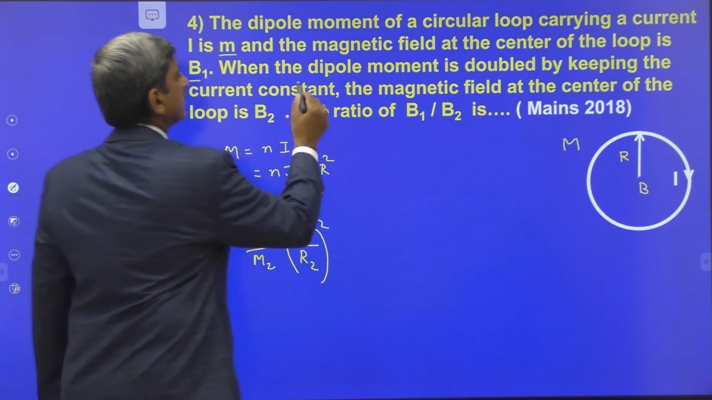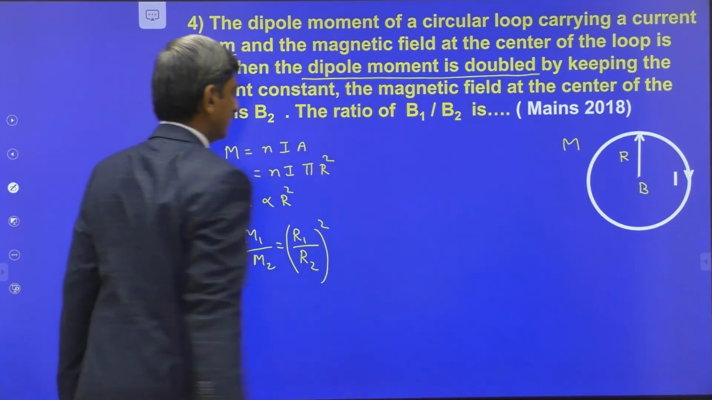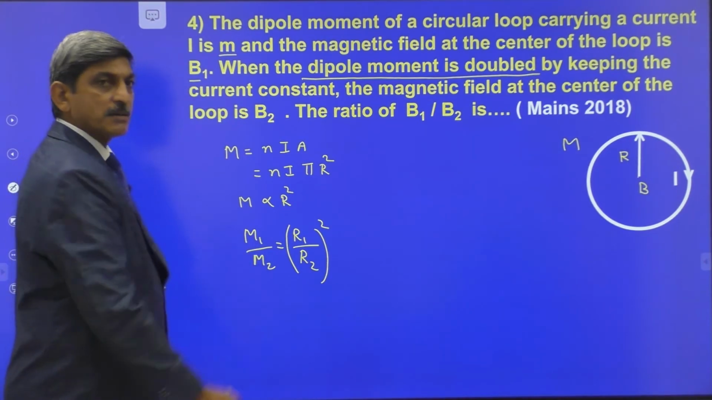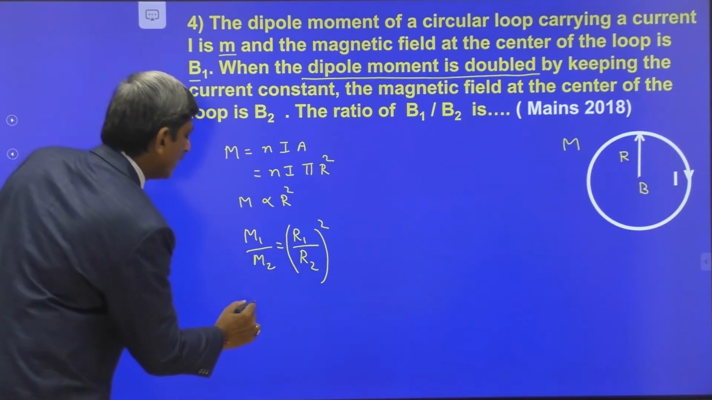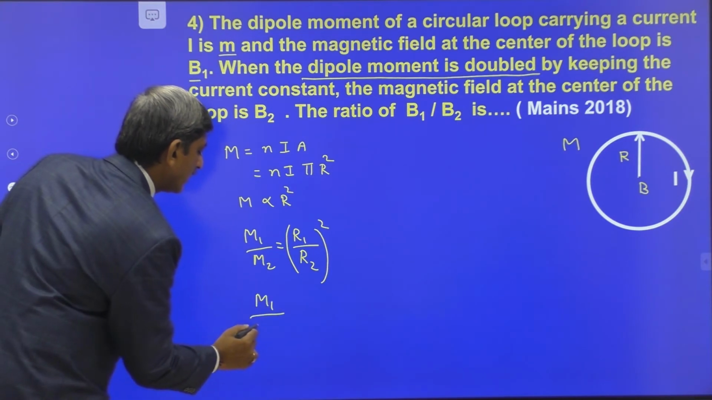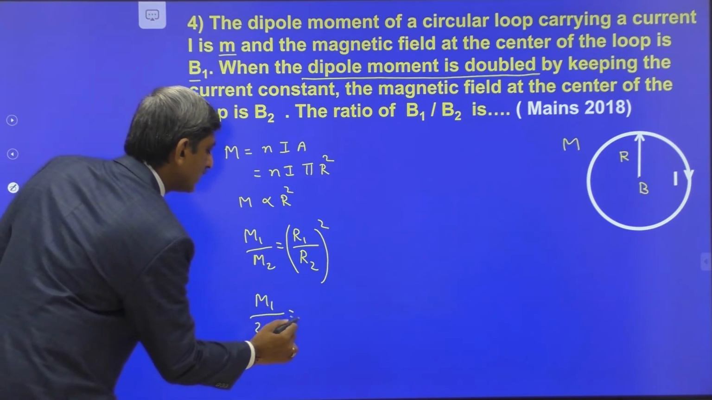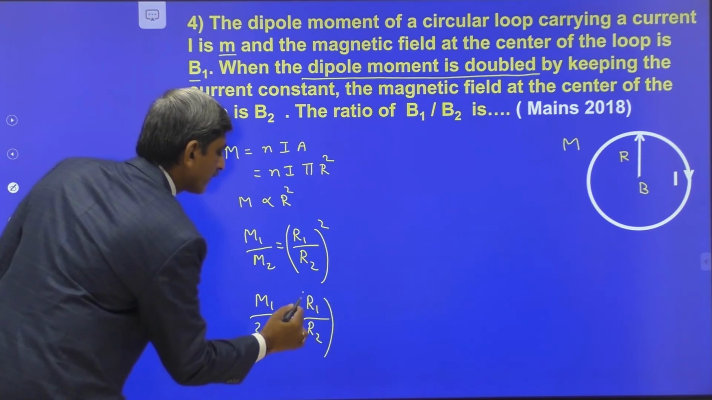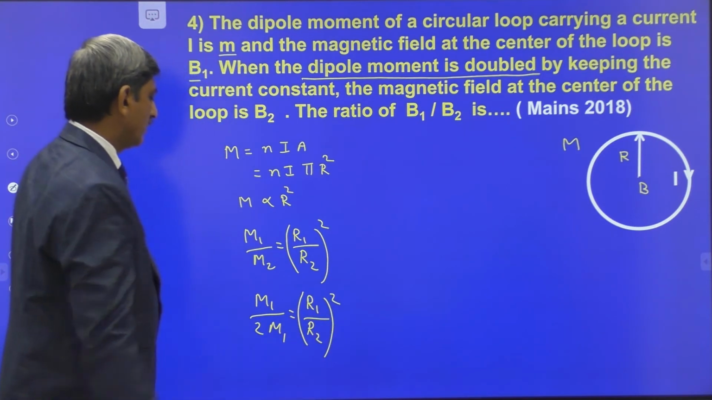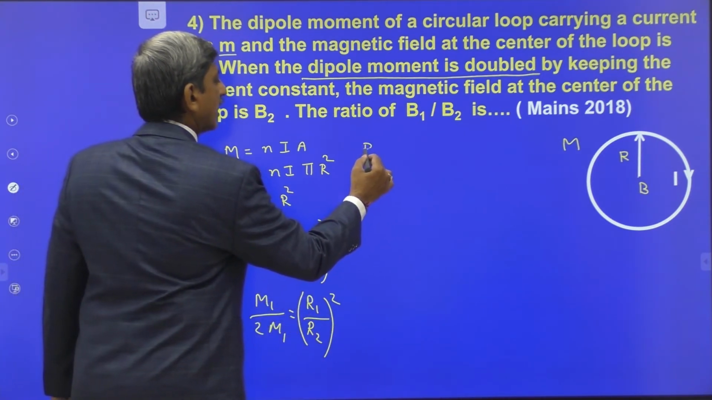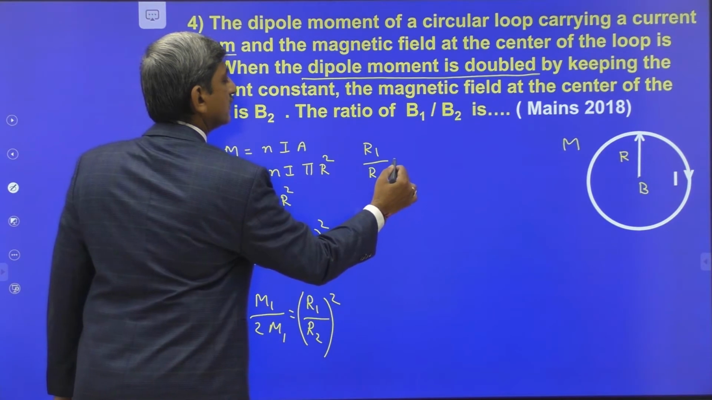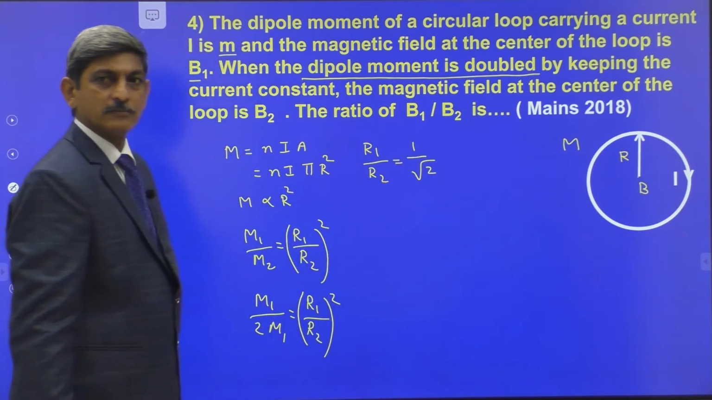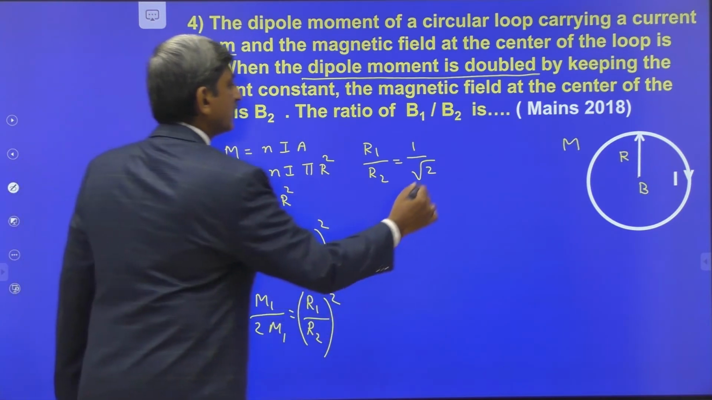In this problem it is given that the dipole moment is doubled, that's why M2 is equal to 2M1. By substituting M2 is equal to 2M1, we have M1 by 2M1 is equal to R1 by R2 whole square. From this, we can write R1 by R2 is equal to 1 by root 2. Let it be equation number 1.